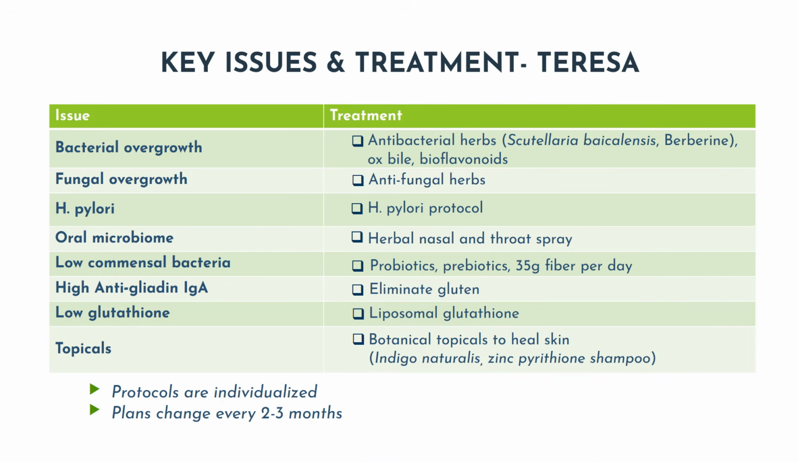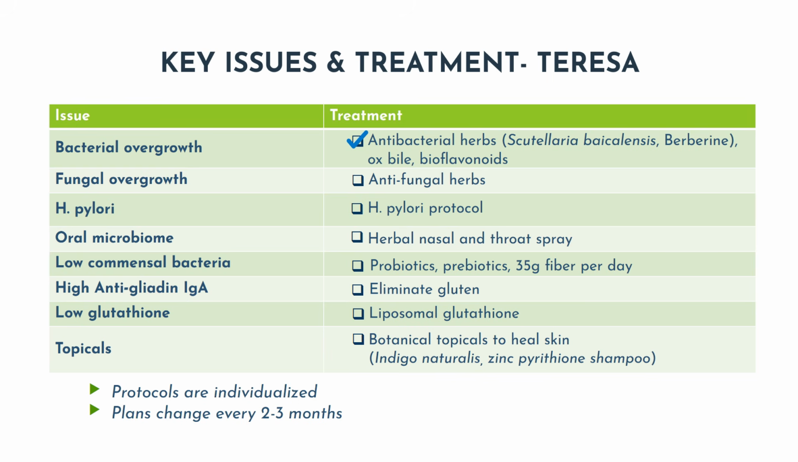And a note that plans change every 2 to 3 months. So all the things I'm going to review here, I did not do them all at once. I did them in multiple plans, but we'll look at the progression of her photos in a minute on different plans. So first, to address the bacterial overgrowth, I'm going to use beautiful antibacterial herbs like Scutellaria baicalensis and berberine.